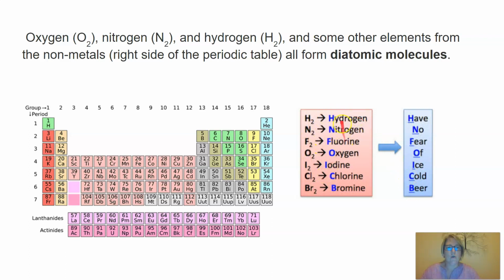And if I just show you where we find these elements on the periodic table, here is hydrogen, here is nitrogen, here is fluorine, that's oxygen, iodine, chlorine, and bromine.